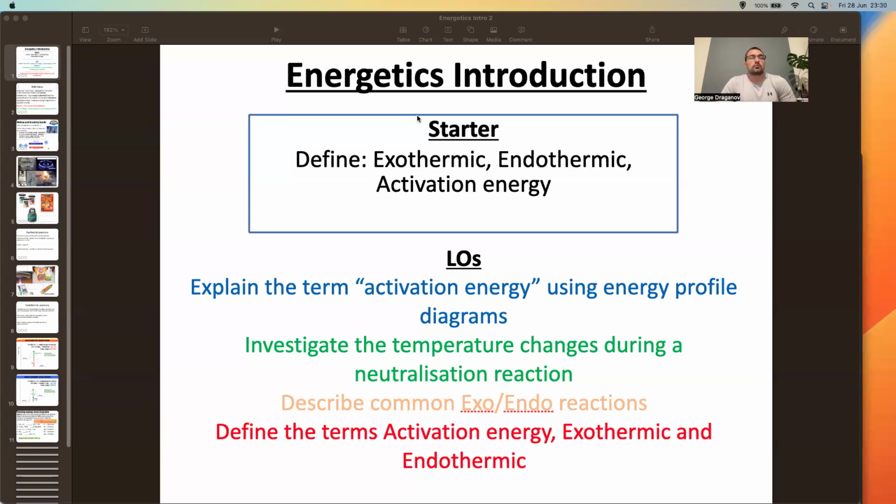So the physical section of the course now, we're going to be looking at energetics, and we're going to see what is an exothermic reaction, what's an endothermic reaction, and how to explain bond breaking and bond making. So let's have a look here.